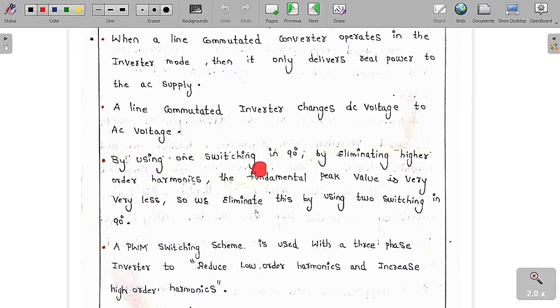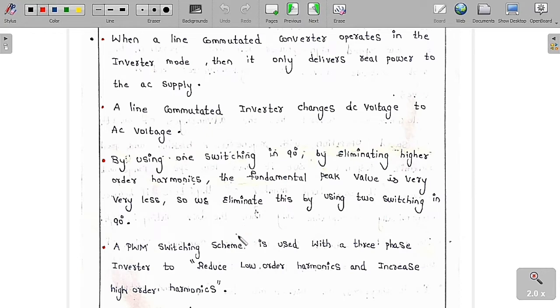By using one switching in 90 degree, by eliminating higher order harmonics, the fundamental peak value is very, very less. So we eliminate this by using two switching in 90 degree.